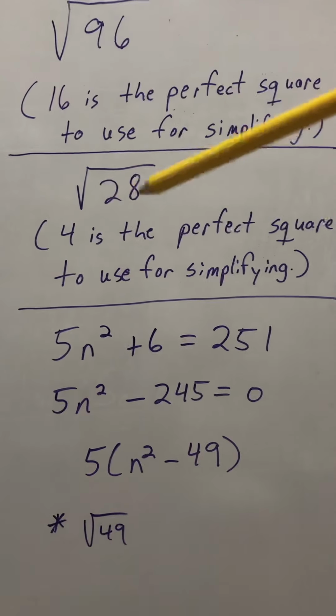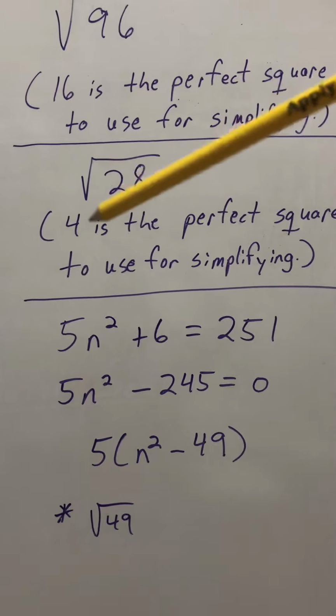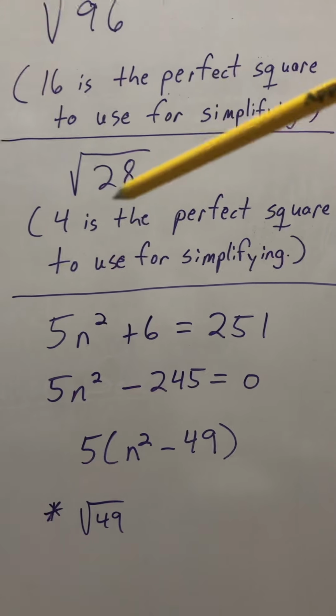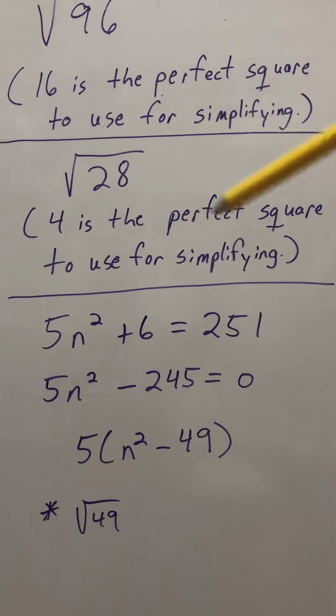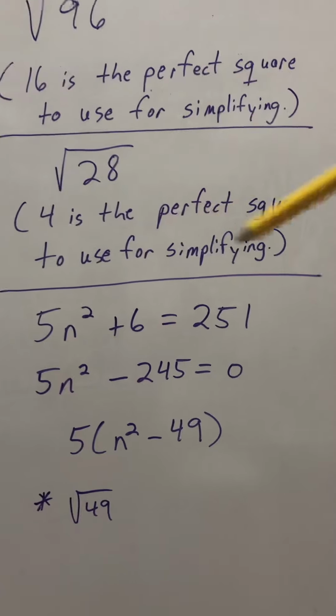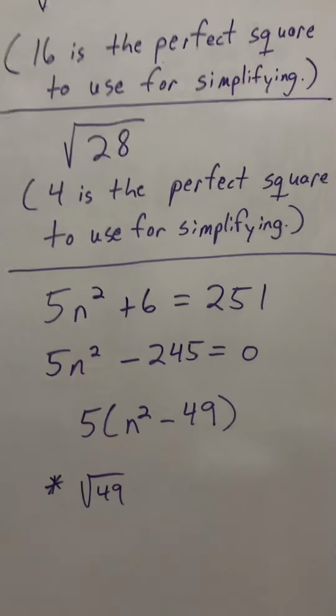Here's a square root of negative 28. One of the numbers you're going to use here to break up 28 is 4. 4 is the perfect square to use for simplifying this problem.